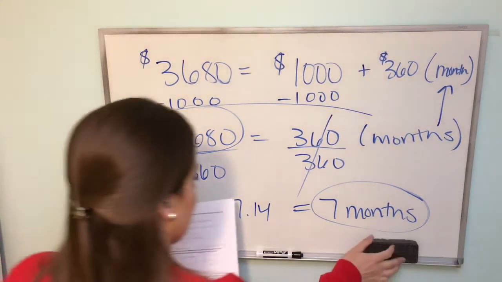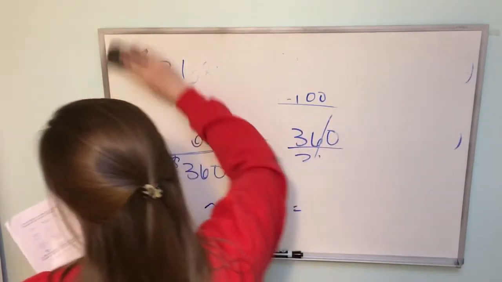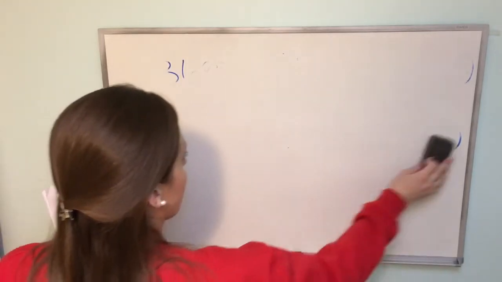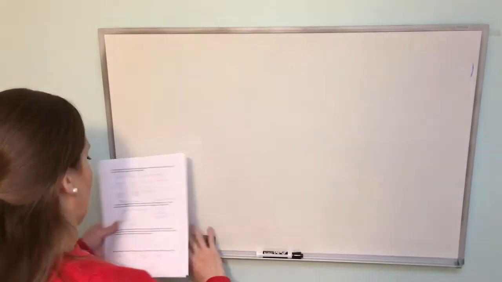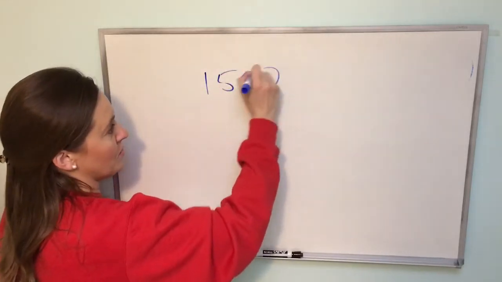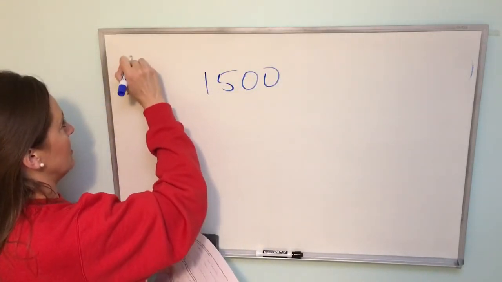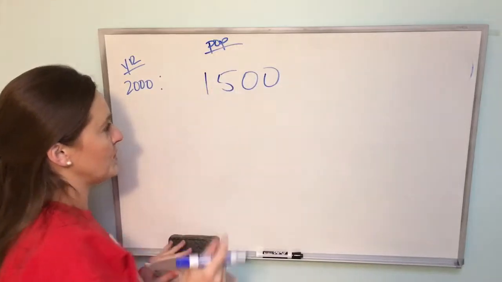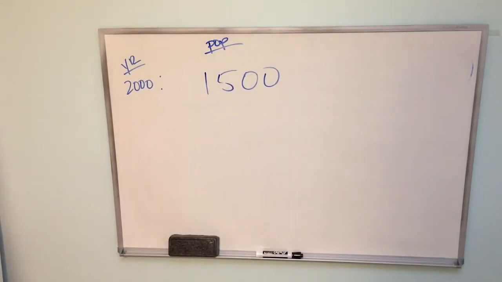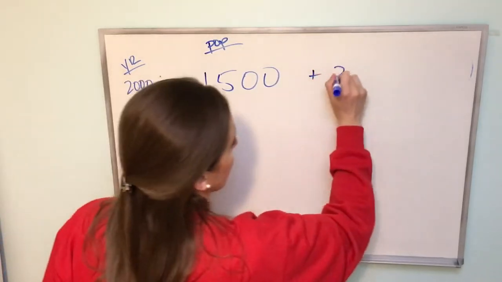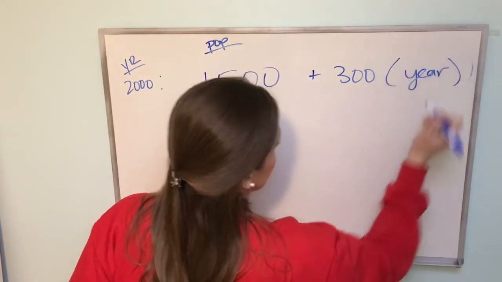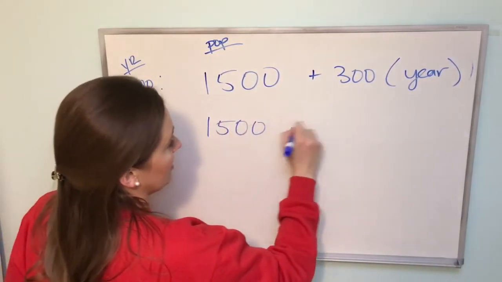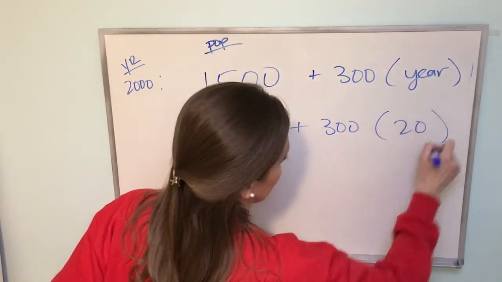On to number 6. In 2000, the population of a town began increasing at a rate of 300 people per year, okay? The 2000 population was 1,500. So this is in the year 2000. I'm going to label so I don't mess myself up. The population was 1,500 people. Okay, what is your projection for the population in the year 2020? Well, if it increased by 300 people a year, how many years went by? 20 years, right?